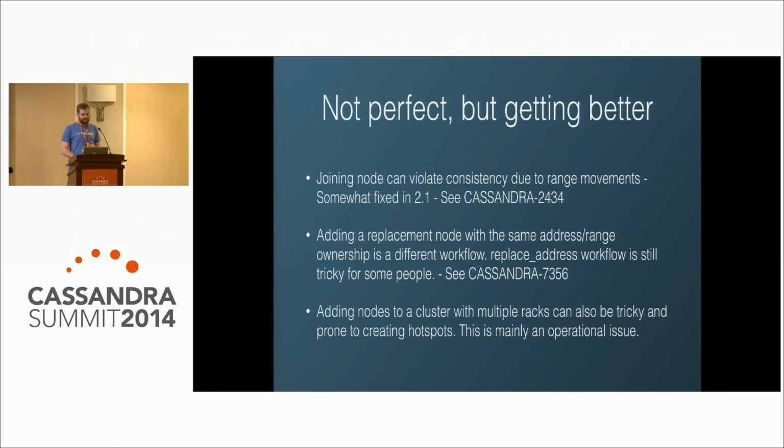Things like violating consistency due to range movements. Adding replacement nodes has also been a bit of a tricky thing. It's a slightly different workflow. You've got replace address. Adding nodes to a cluster with multiple racks can also be tricky and prone to creating hotspots. This is mainly an operational issue and you can get around it, but the recommendation is generally not to do it because sometimes it's harder than the benefits it brings.